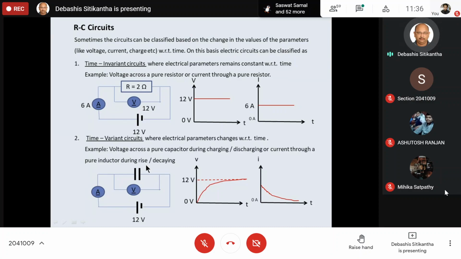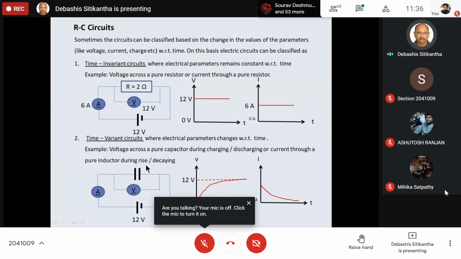So these types of circuits in which voltage and current are changing with respect to time are known as time variant circuits. Whereas there are also certain circuits in which the voltage and current are never going to change for time infinite. That means even if the time is increasing or decreasing, doesn't matter, the parameters are going to remain constant. Such types of circuits are usually known as time invariant circuits.